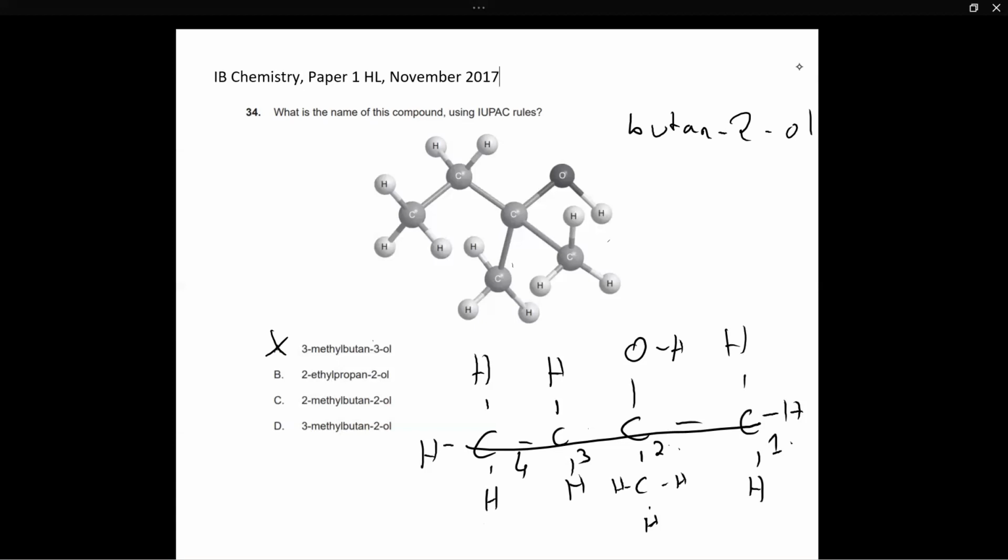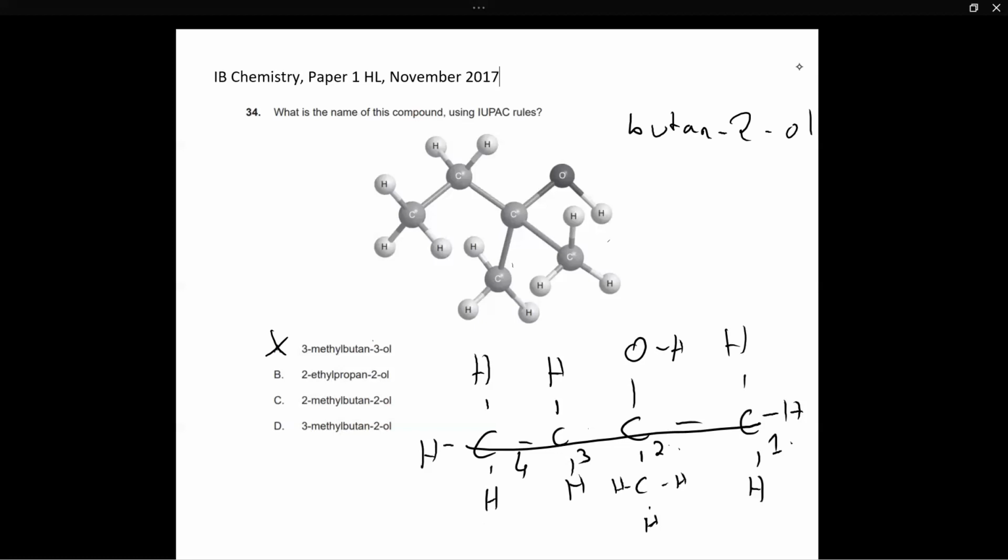It says butane 3-ol, so this has been given to trick you. This is wrong. The number of the carbon should be the smallest possible. The carbon which has a functional group should have the smallest possible number. And that leaves us with 3 other options.